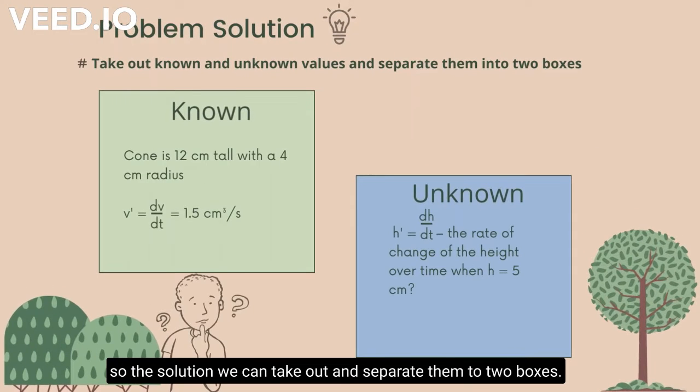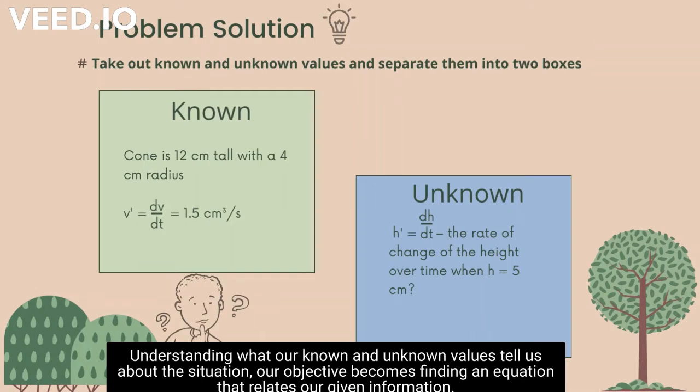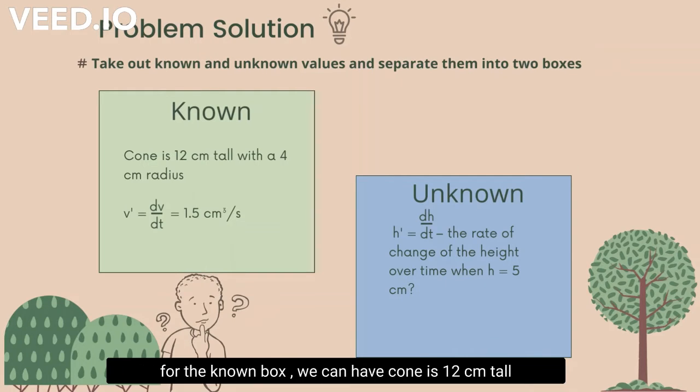So for the solution, we can take out known and unknown values and separate them into two boxes. Understanding what our known and unknown values tell us about the situation, our objective becomes finding an equation that relates our given information. For the known box, we have the cone is 12 cm tall with a 4 cm radius, and V prime equals dV over dt, which is 1.5 cm cubed per second. We still don't have h prime equals dh over dt, the rate of change of the height over time when h equals 5 cm.